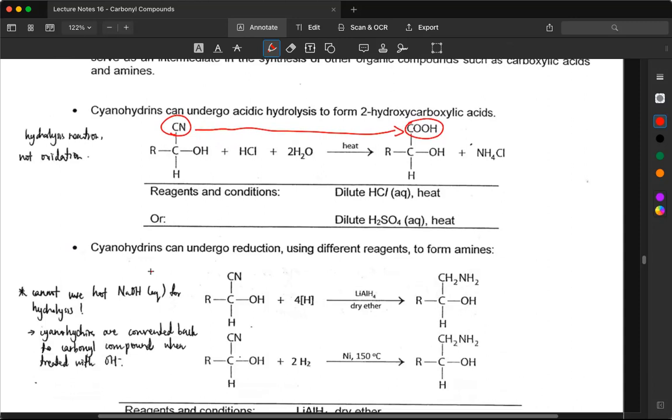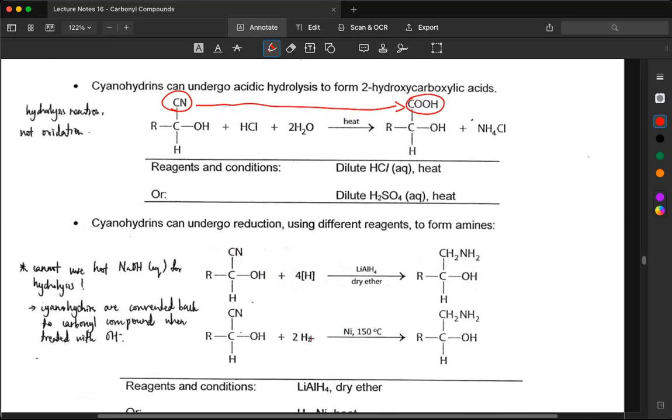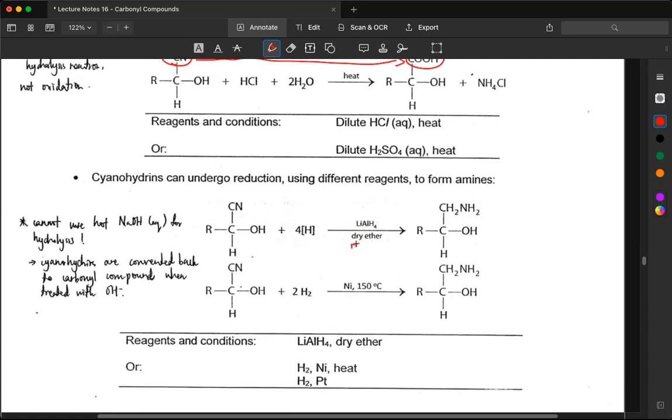Cyanohydrins can undergo reduction using different reagents to form amine as well. For example, you have a reducing agent like lithium aluminum hydride. You can actually reduce this to CH2NH2 here. Or you can actually use nickel at a higher temperature, 150 degrees. This one can be carried out at room temperature, in dry ether. But you don't have to state the room temperature condition, no need.